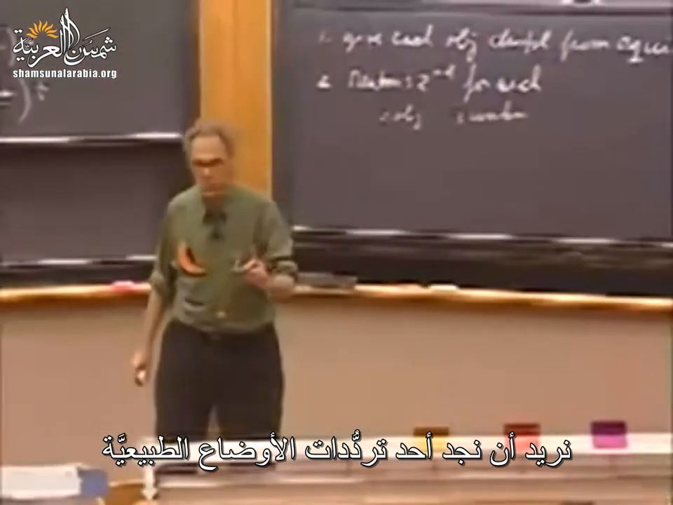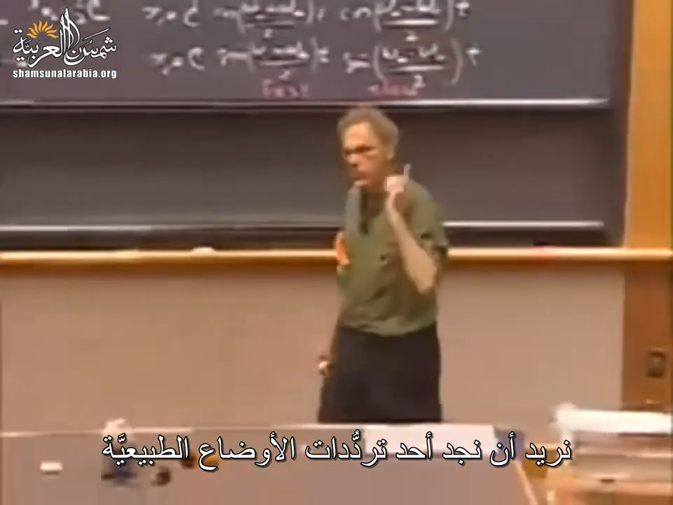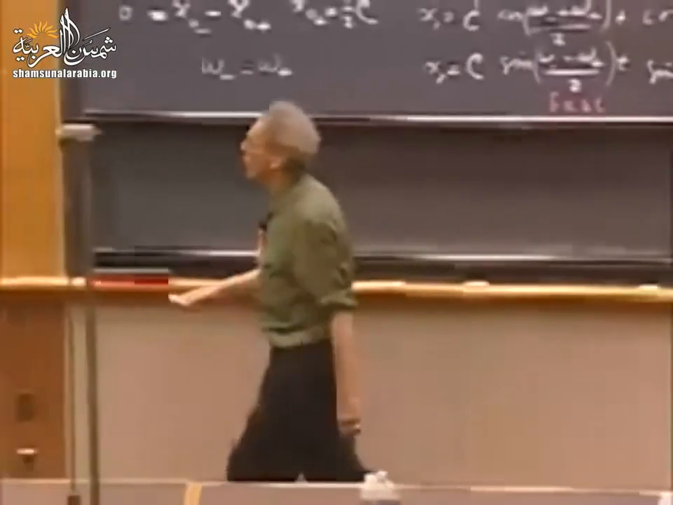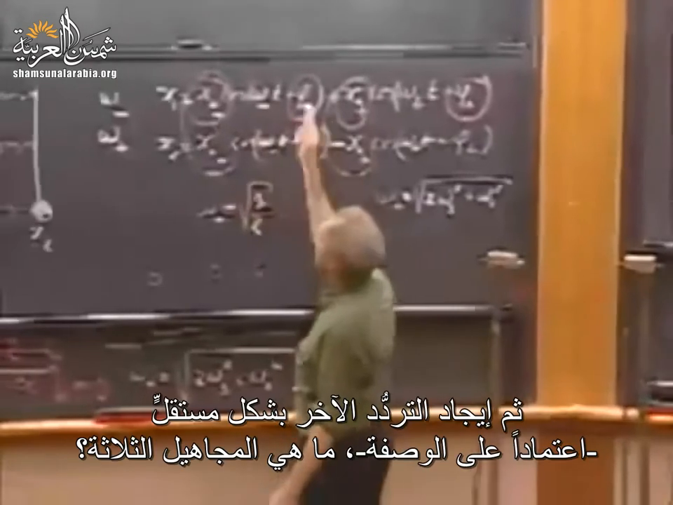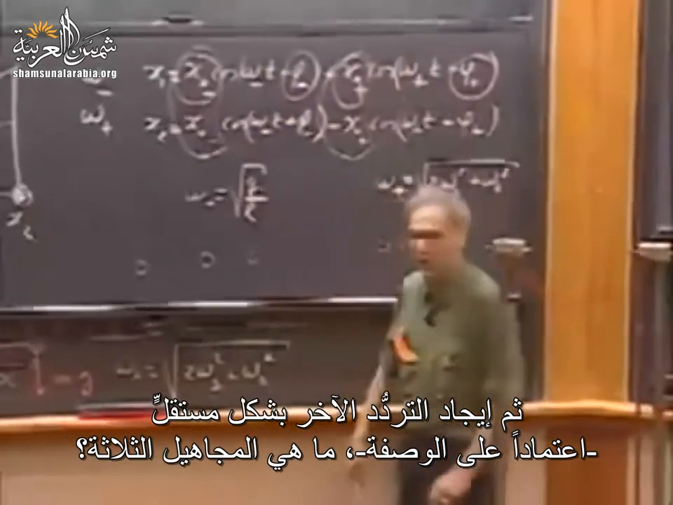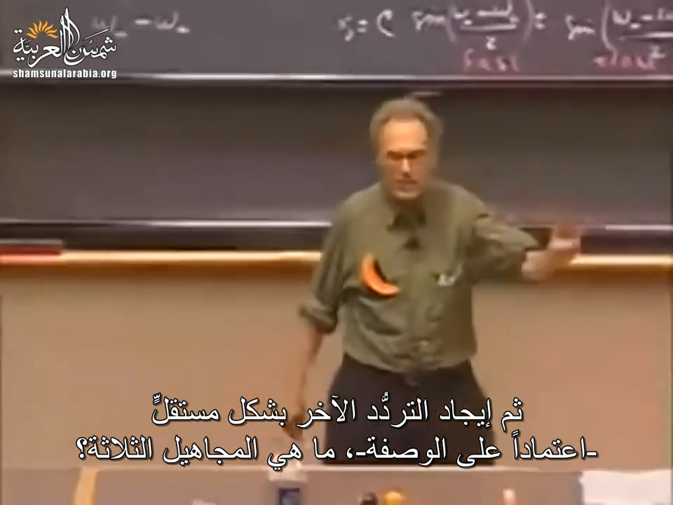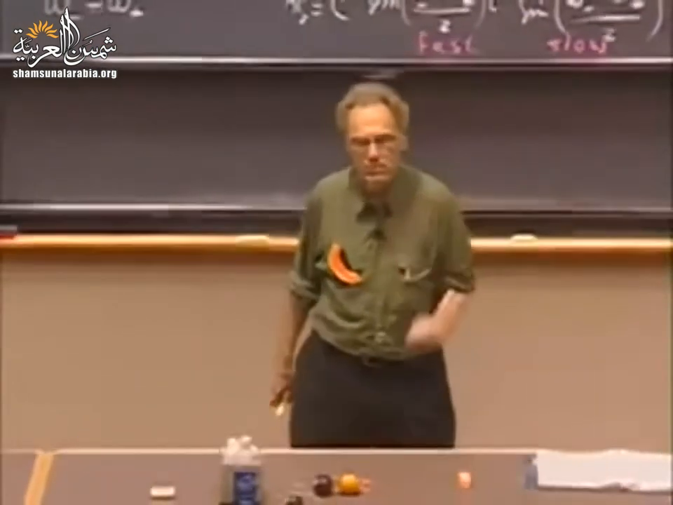So you want to find one of the normal mode frequencies. You want to find this one, and independently you want to find that one, which has to come out of that recipe. What are, in principle, the three unknowns?